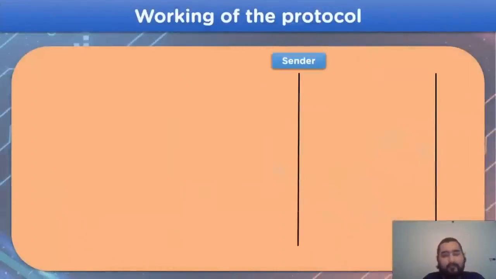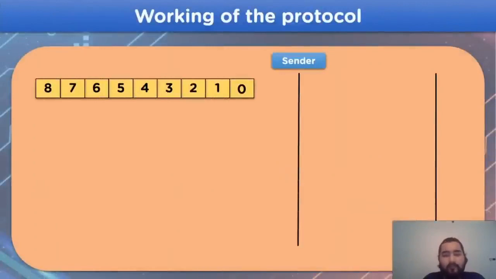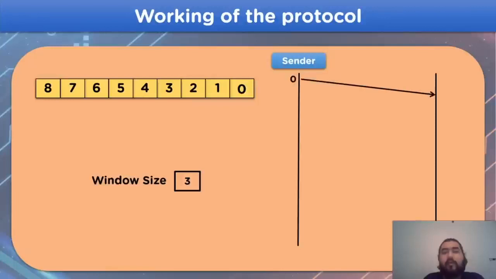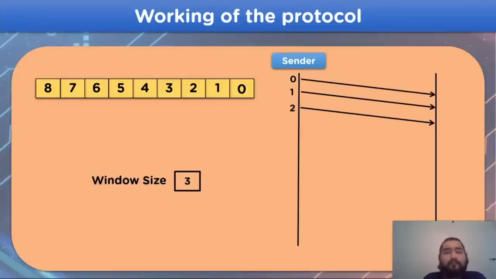Now let's move on to the working of the protocol. To begin with, we have a sender side and a receiver side, along with the sequence number, the window size for the network channel, and the number of frames already assigned in the network. Now, by applying the sliding window protocol, we will send the first 3 frames from the sequence continuously, which will be frame number 0, frame number 1 and 2. This is assigned according to the window size.